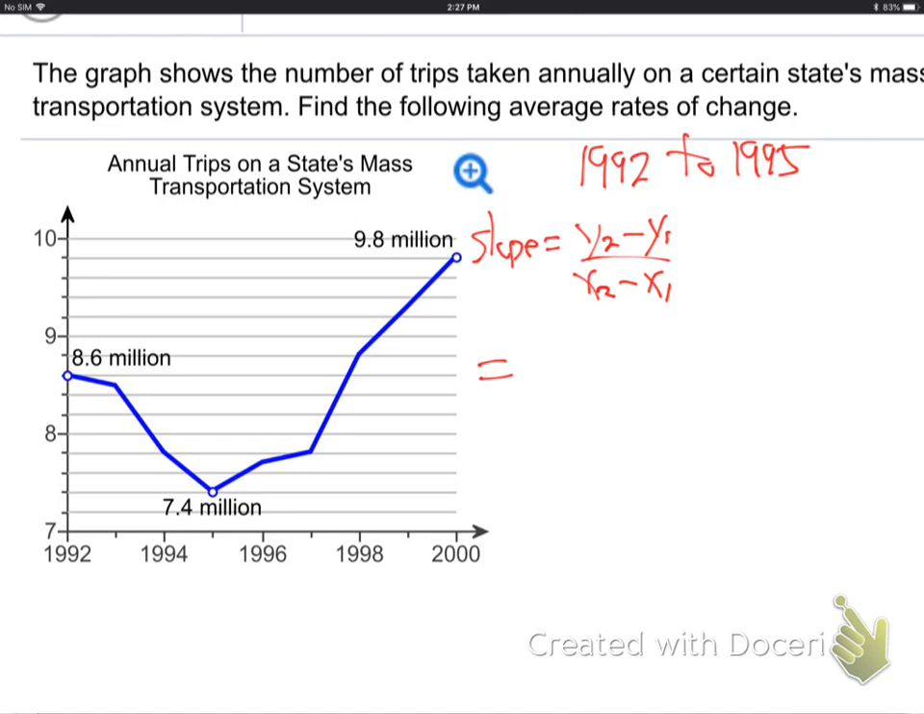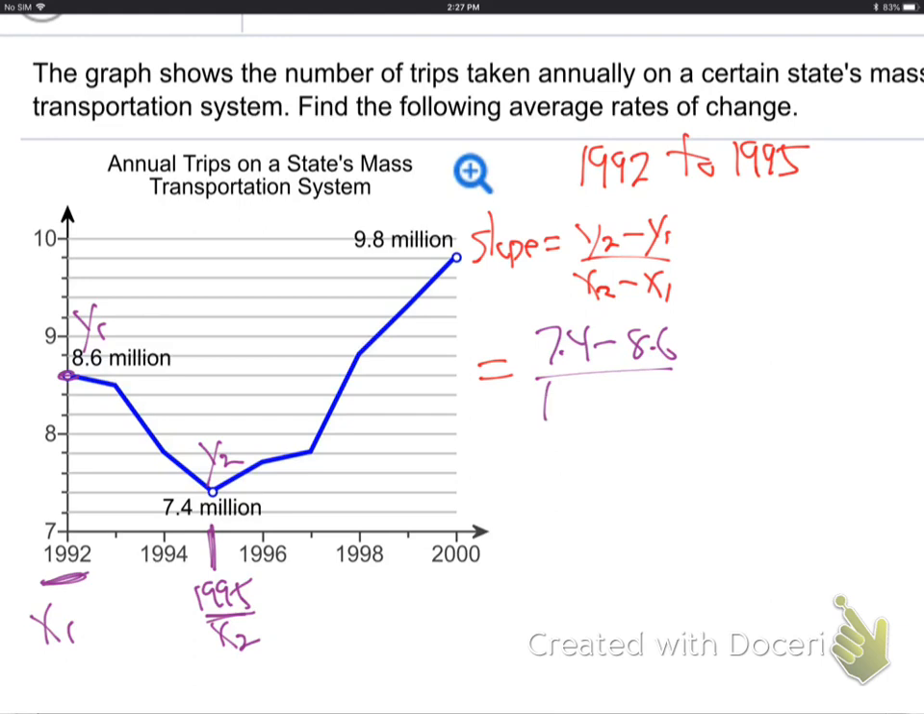How we doing? So 92 is right here. 95 is right here, isn't it? So this is the x1, x2. This is the y1. This is the y2. They're just kind of giving them to us, aren't they? It's kind of nice. So y2, 7.4, y1, 8.6.